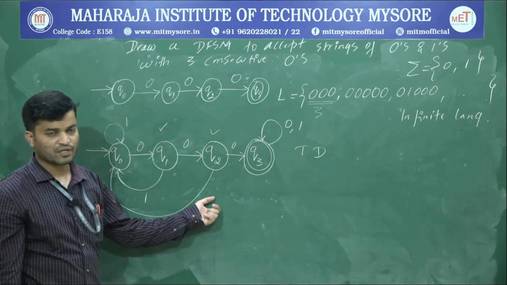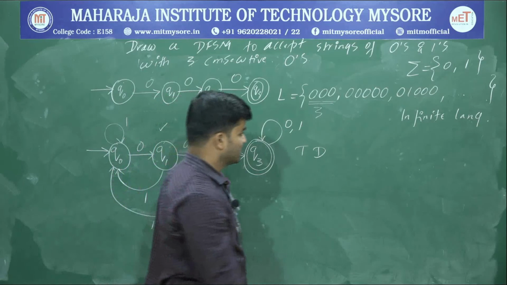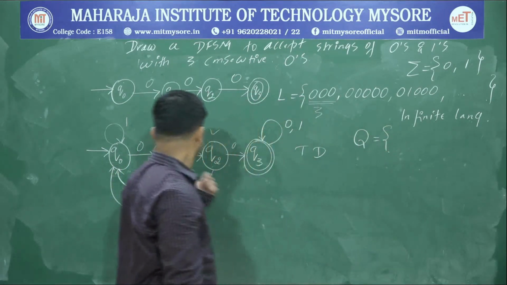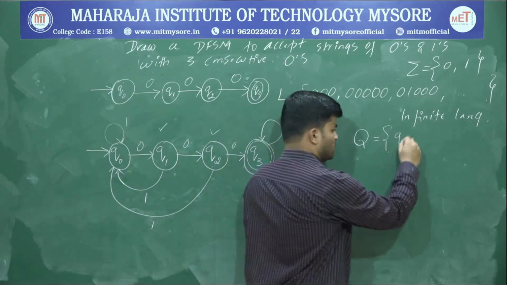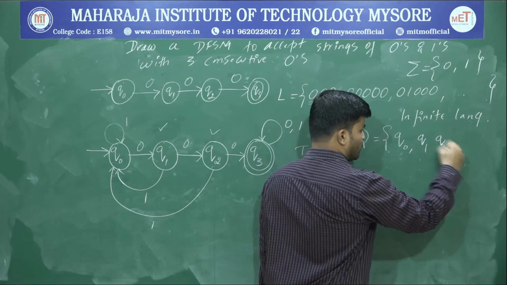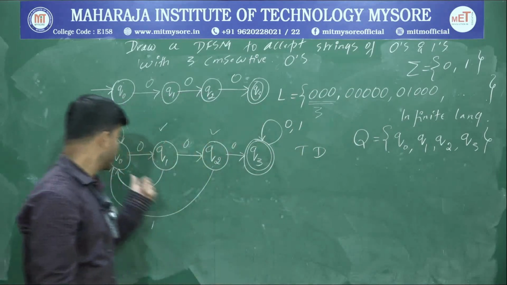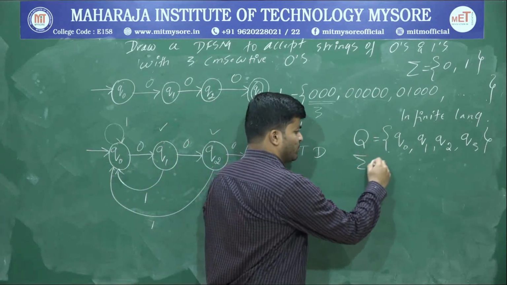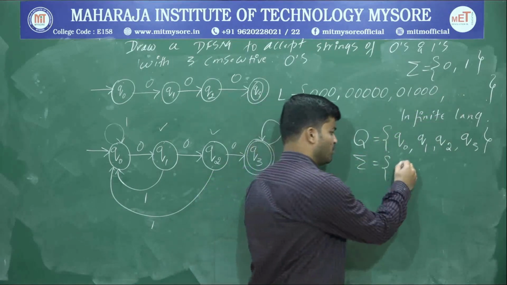Okay, so this is the required transition diagram. Now write all the 5 tuples. What's the first tuple? Q. So what is Q? Q is Q0, Q1, Q2 and Q3. So we have 4 states. What is your sigma? Sigma we already know. Sigma is 0, 1.